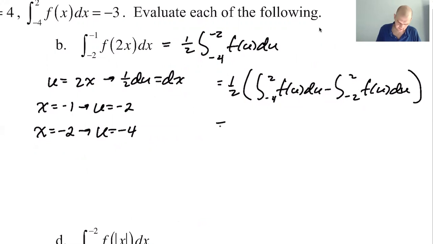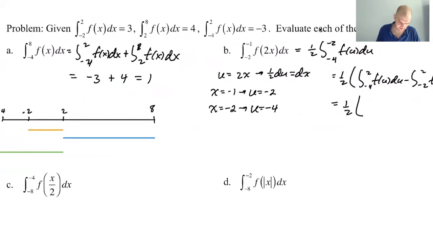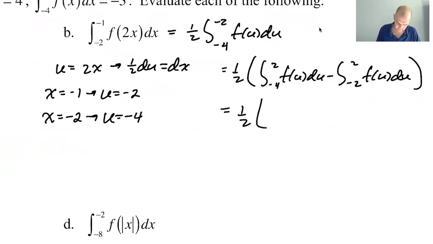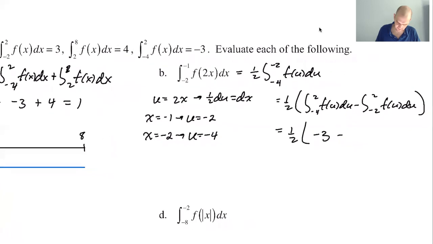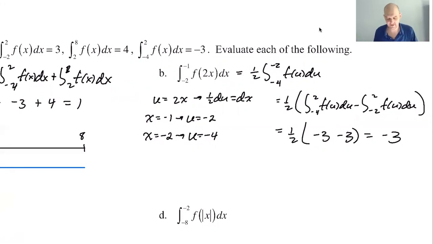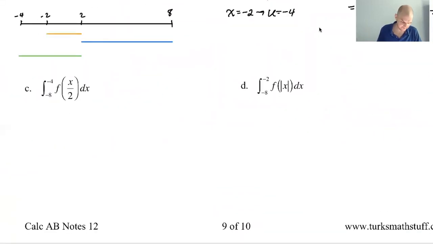Okay, 1/2 times: -4 to 2 is -3, minus -2 to 2 is 3. Half of -6 is -3. I think it's -3. Again, if I make a mistake, what are you going to do?